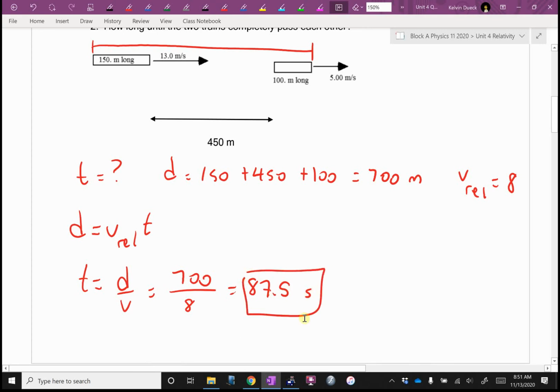You good, Deegan? Okay. Same as before. I'd probably give you 1 mark for that, half mark for finding VREL, half mark for getting the T by itself, half mark for the numbers, and a half mark for the answer.